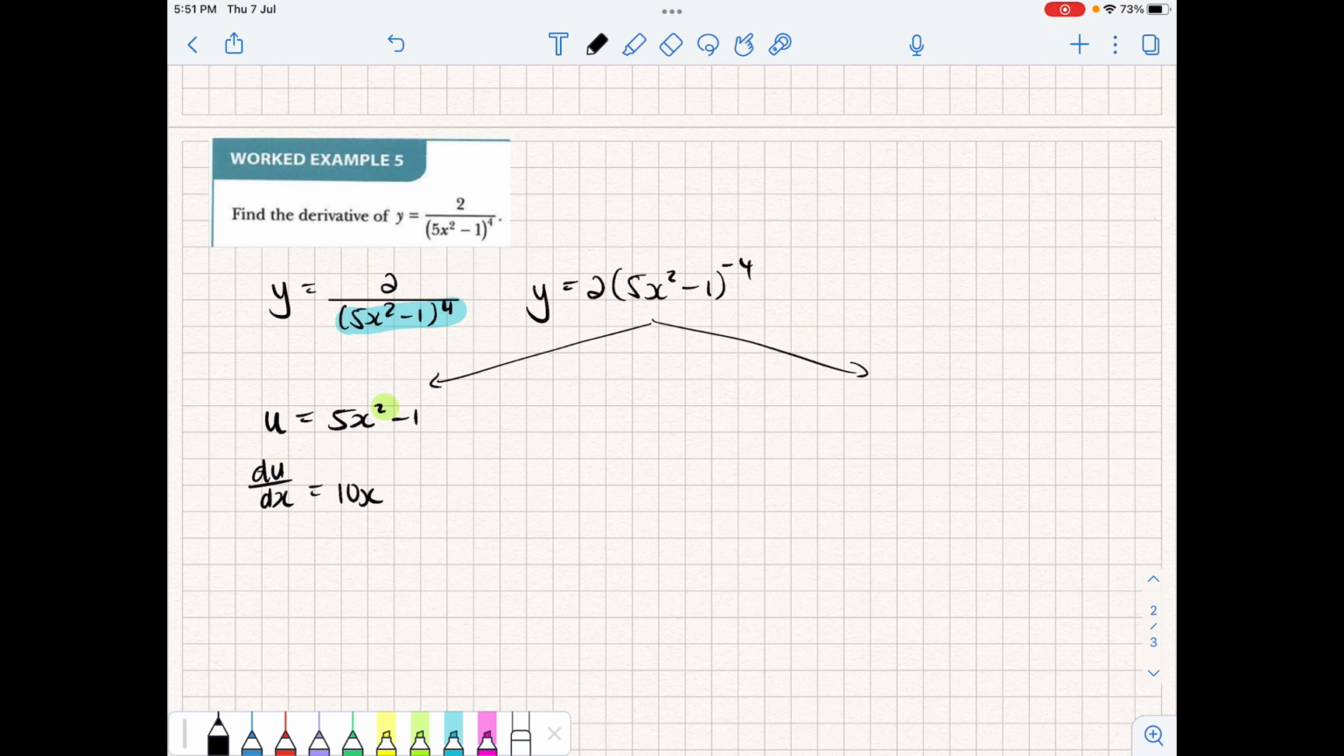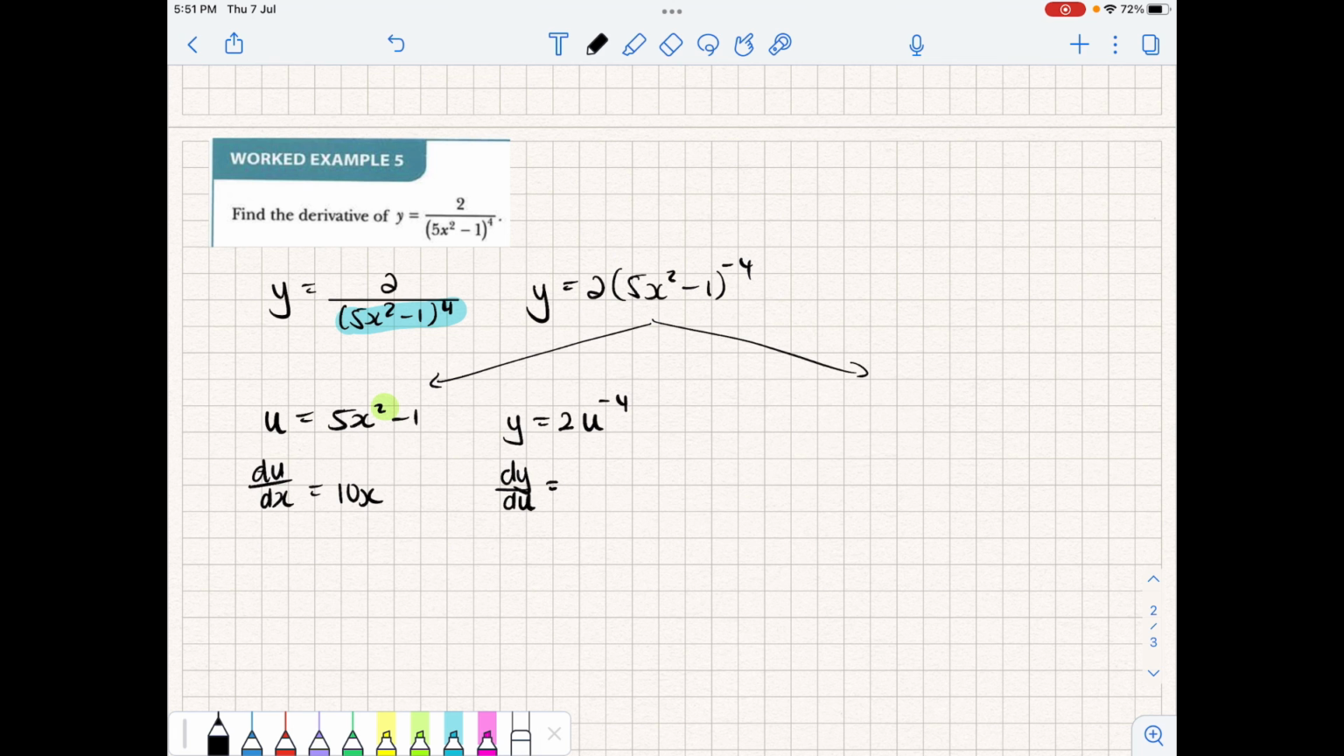Now back to our original equation. We changed all that mess on the inside to u. So we have y equal to 2u to the minus 4. And so we can just use the power rule to differentiate this. So we will have dy on du.